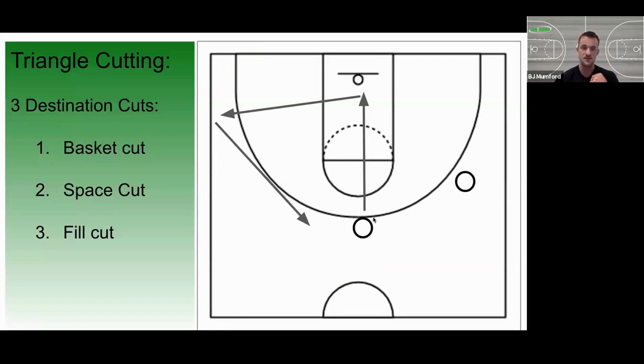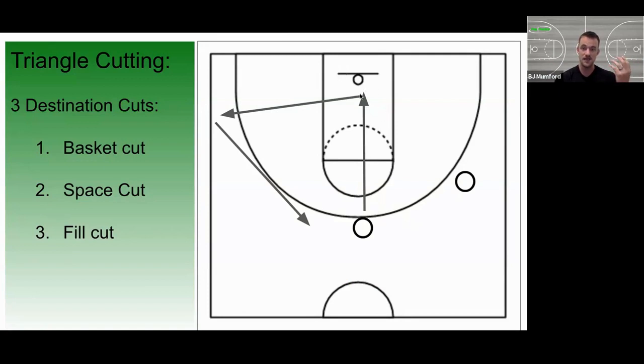So triangle cutting, you've probably done the basic motion offense by this point in your basketball career, so you're familiar with this. I like to talk about the destinations we're cutting toward. And after a lot of thought, I've come up with 3 and only 3 universally applicable destinations we're always moving toward. So basket cut, simplest one. If we're on the perimeter, we're cutting toward the basket.